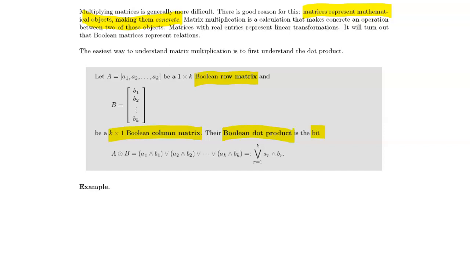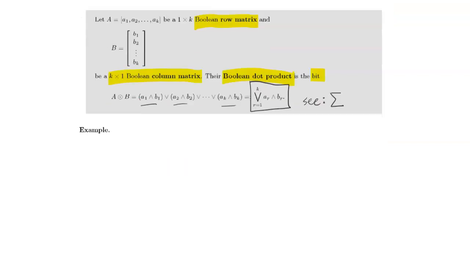This is a bit. It's called A dot B, and it's equal to the meet of A1 and B1, join the meet of A2 and B2, join, dot, dot, dot, join the meet of AK and BK. And we can summarize that with this notation. It's the big join of the meets of AR and BR as R goes from 1 to K. This is kind of like our big summation notation, right? We're using the big V instead of the big sum. All right, so let's have an example.